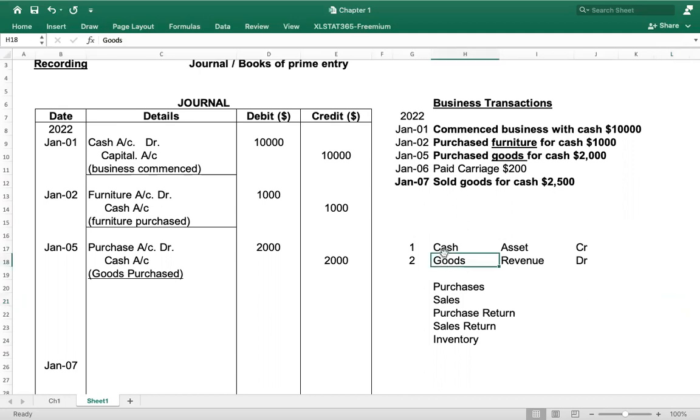So I got cash and I sold goods. So cash is asset and here goods I am selling. So goods is known as what? Revenue. Now tell me which is increasing, which is decreasing. Cash is increasing, goods is decreasing. Cash is increasing, so debit. Revenue also increasing, na? How? Your income is revenue. You sold goods, of course, business revenue will increase or decrease? It's going to increase. So credit. Revenue will increase.